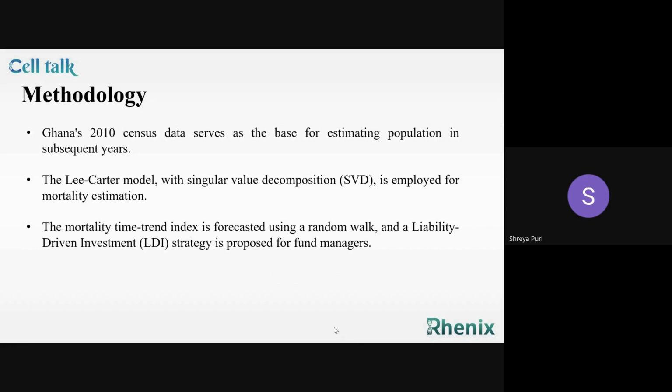The mortality time trend index is forecasted using a random walk, and a liability-driven investment strategy is proposed for fund managers. The LDI strategy is a strategy in which the fund plan manager has to invest in those assets which can meet the current and future obligations, so they can pay the growing elderly population for a longer period of time.